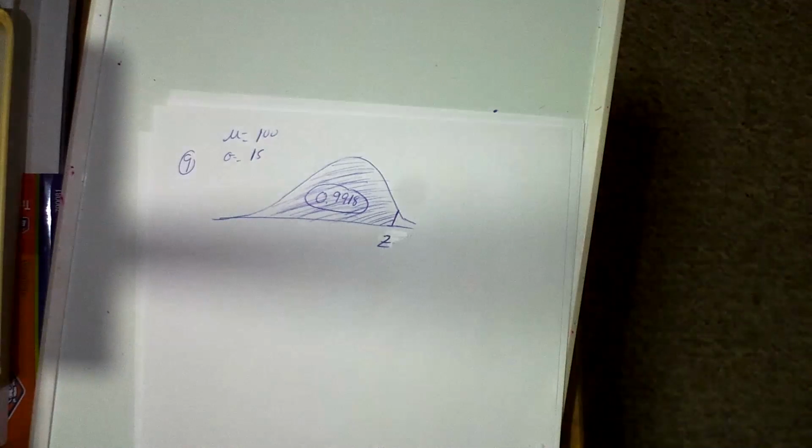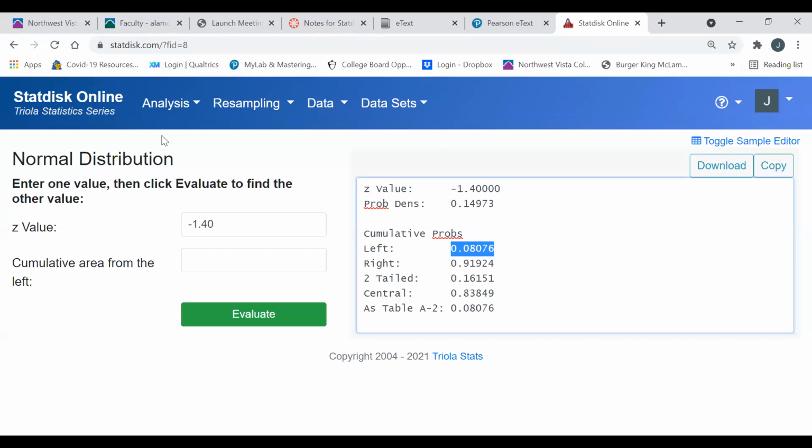Right, so let's go to StatDisk, and I'm going to plug in that number on the second box. It even says it on there: cumulative area from the left. So that's what you have to put. 0.9918.